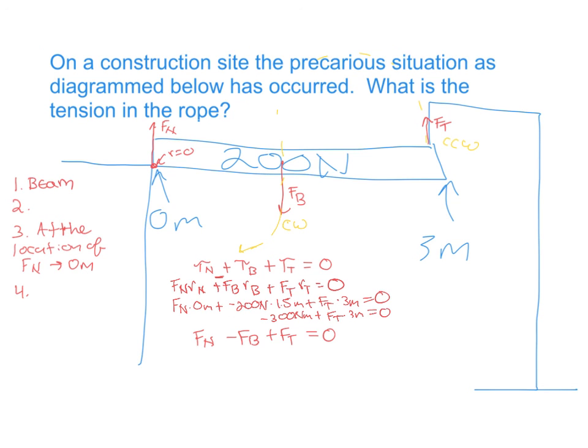And then I'm going to add that 300 newton meters to the other side, so we get force of tension times 3 meters equals 300 newton meters. So I can divide both sides by 3. That's going to be a force due to tension of 100 newtons.